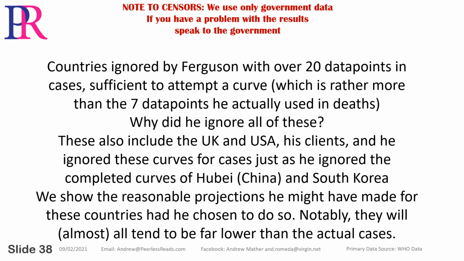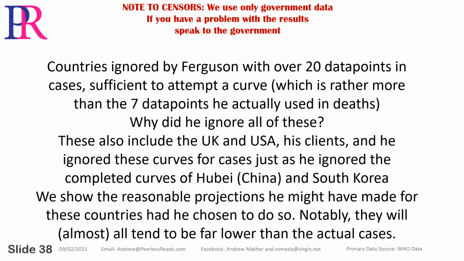Countries ignored by Ferguson with over 20 data points in cases, sufficient to attempt a curve, which is rather more than the 7 data points he actually used in deaths. Why did he ignore all of these? These also include the UK and USA, his clients, and he ignored these curves for cases just as he ignored the completed curves of Hubei, China and South Korea. We show the reasonable projections he might have made for these countries had he chosen to do so.